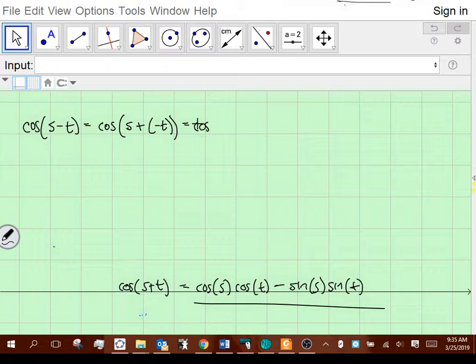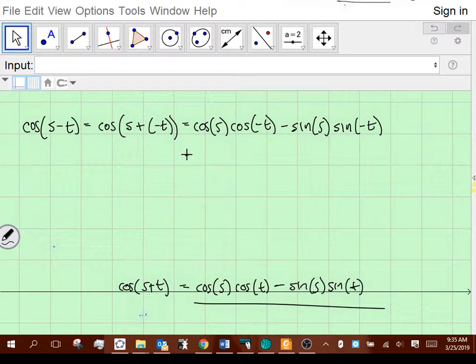But now let's go through and make that substitution into this. We have cosine of s, but now it's cosine of negative t, right? Minus then sine of s times sine of negative t. All right? So that's cosine of s. Now cosine of negative t, don't we have that even odd property that the cosine of a negative angle is the same thing as the cosine of the positive angle? So it just turns into cosine t.